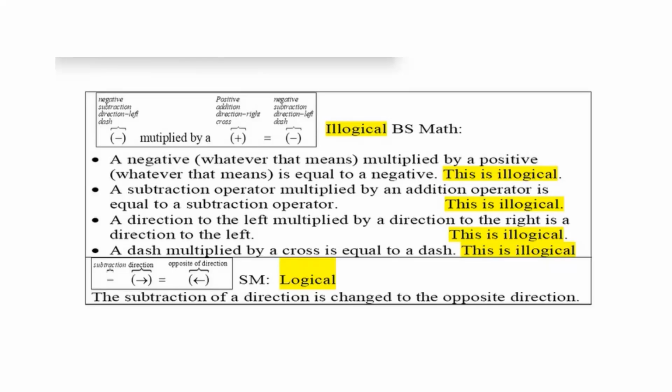In illogical BS math, a negative times a positive is a negative, a subtraction times an addition is a subtraction, a direction to the left multiplied by a direction to the right is a direction to the left, and a dash times a cross is equal to a dash. A negative, whatever that means, multiplied by a positive, whatever that means, is equal to a negative. This is illogical. A subtraction operator multiplied by an addition operator is equal to a subtraction operator. This is illogical. A direction to the left multiplied by a direction to the right is a direction to the left. This is illogical. A dash multiplied by a cross is equal to a dash.